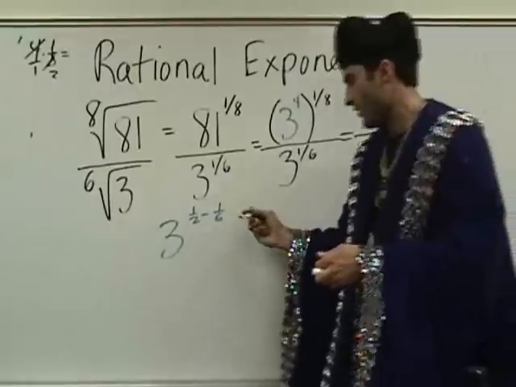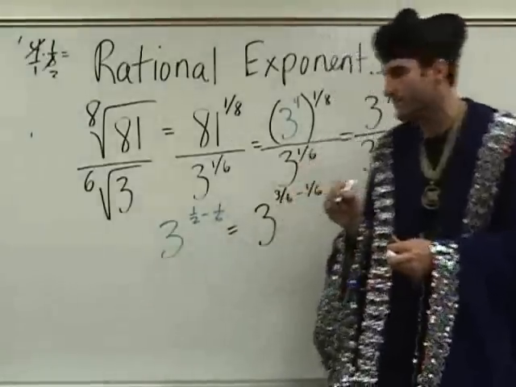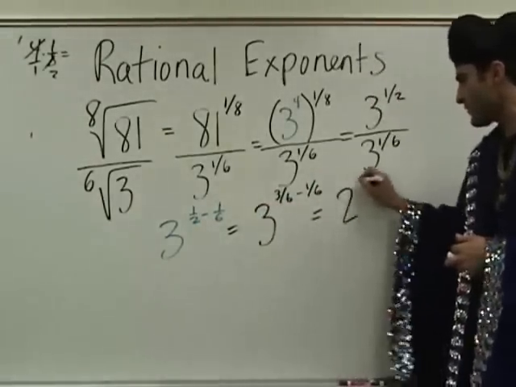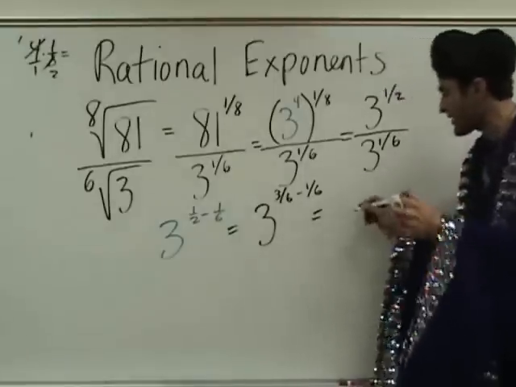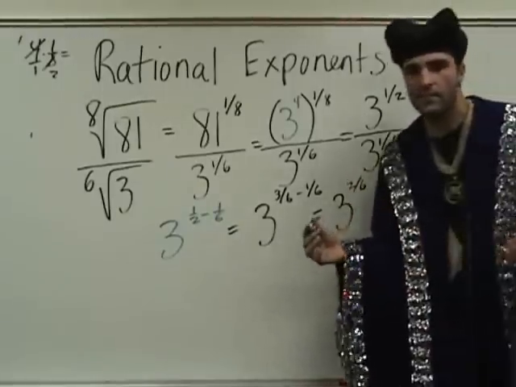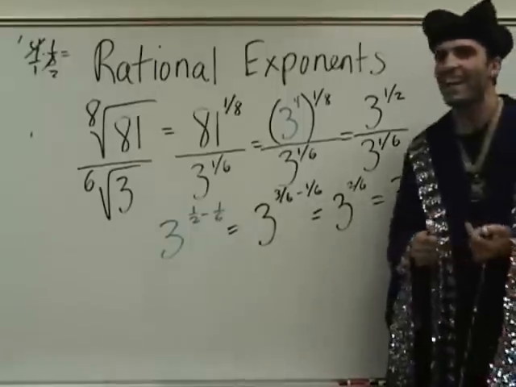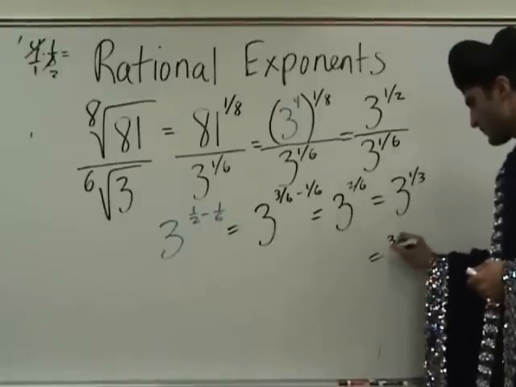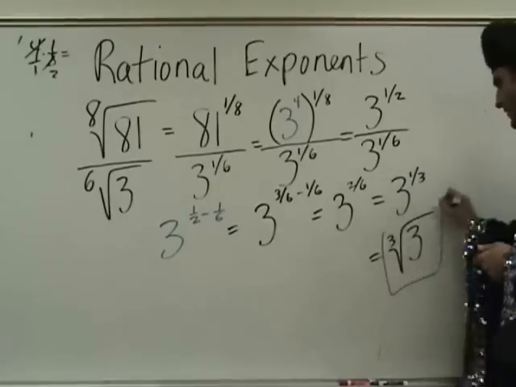So 3/6. 3 to the 3/6 minus 1/6. What is 3 minus 1? 2. So 3 to the 2/6, which is 1/3. And this is the cube root of 3. Correct. The cube root of 3.